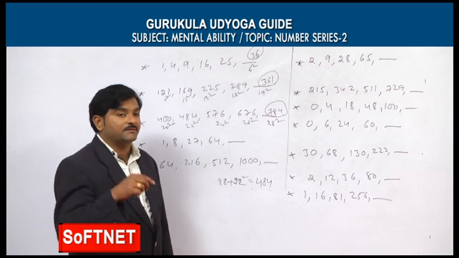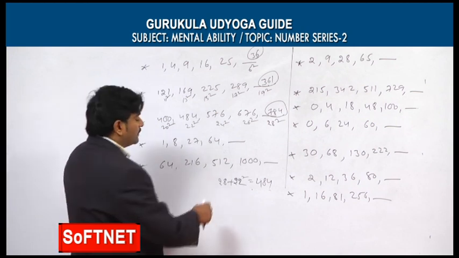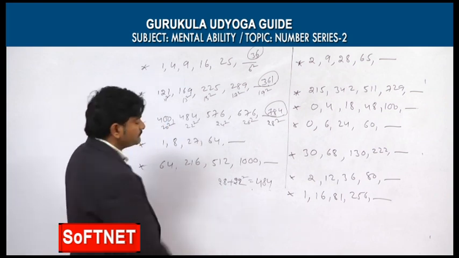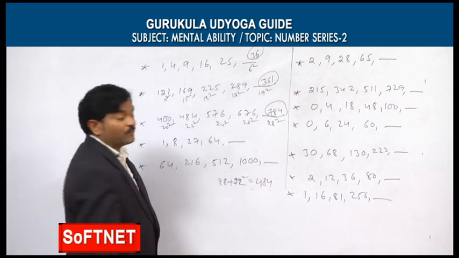That model we have seen. How much do we need to add to get 50? 28 plus 22, how much are you getting? 50. Now the square of this 22. 22 square is equal to 484.